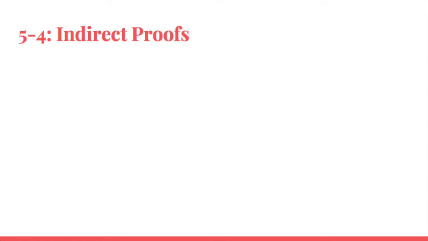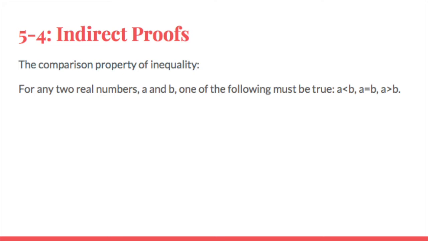Next, we have indirect proofs. This is the most important concept in Chapter 5 because it allows you to prove things when there wouldn't otherwise be enough information. Before we can start with indirect proofs, you have to know the comparison property of inequality, which states that for any two real numbers, A and B, one of the following must be true: A is less than B, A is equal to B, or A is greater than B. This is useful in making assumptions to start indirect proofs.